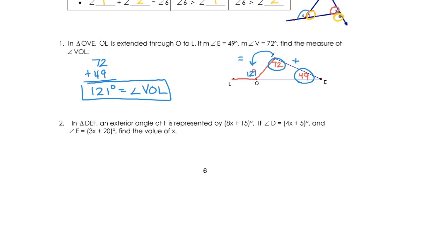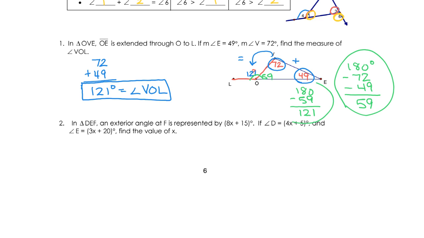If you want to double check it, if you're not sure you believe it, we could find that third angle in the triangle. If we have 180 degrees and we took away the 72 and the 49, we would be left with 59 degrees for the last angle inside the triangle. And then we could do a linear pair. 180, take away the 59, and guess what we get? 121. So we took two steps and made it possible to answer the question in one step. So it's a good theorem. It's a nice shortcut. Mathematicians always love shortcuts.